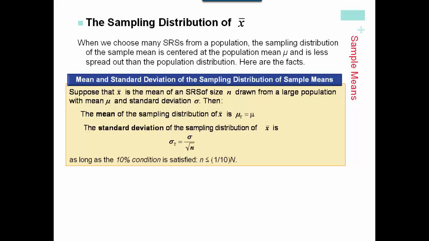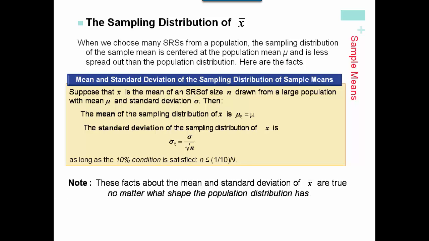When we choose many simple random samples from a population, the sampling distribution of the sample mean is centered at the population mean mu and is less spread out than the population distribution. Here are the facts. Suppose x bar is the mean of a simple random sample of size n, drawn from a large population with mean mu and standard deviation sigma. The mean of the sampling distribution of x bar is mu of x bar equals mu. The standard deviation of the sampling distribution of x bar is sigma of x bar equals sigma over square root of n, as long as the 10% condition is satisfied.